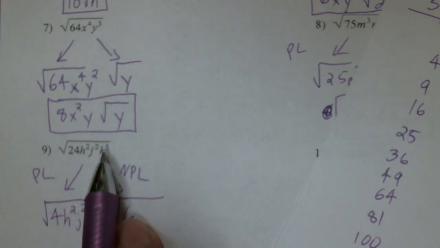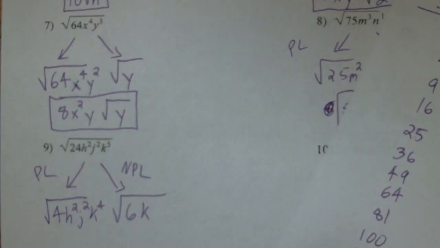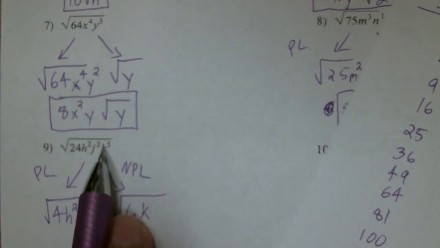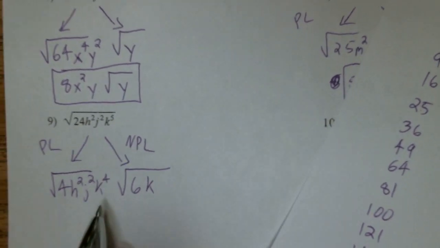K to the fifth is not, so I've got to drop that down to k to the fourth, and then that means 1k is left over, because k to the first times k to the fourth gives me right back to k to the fifth. All right, can't do anything with the garbage. I can simplify all this stuff.